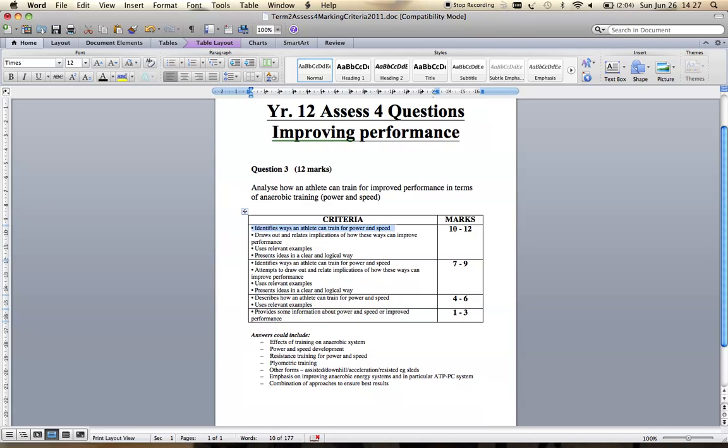All right, and obviously the key are these relevant examples. That is vital, and to be honest, no one really nailed the example part for this question. No one got 12 out of 12. The highest was 11 out of 12.